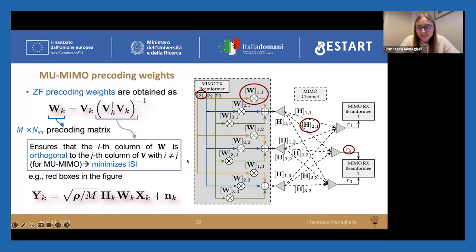So at the receiver, what we have can be modeled by this formulation, where X contains all the different transmitted streams, W is our precoding matrix, H is the complete channel matrix that we have here, and then we have the contribution of the attenuation linked with the signal to noise ratio and also the noise.